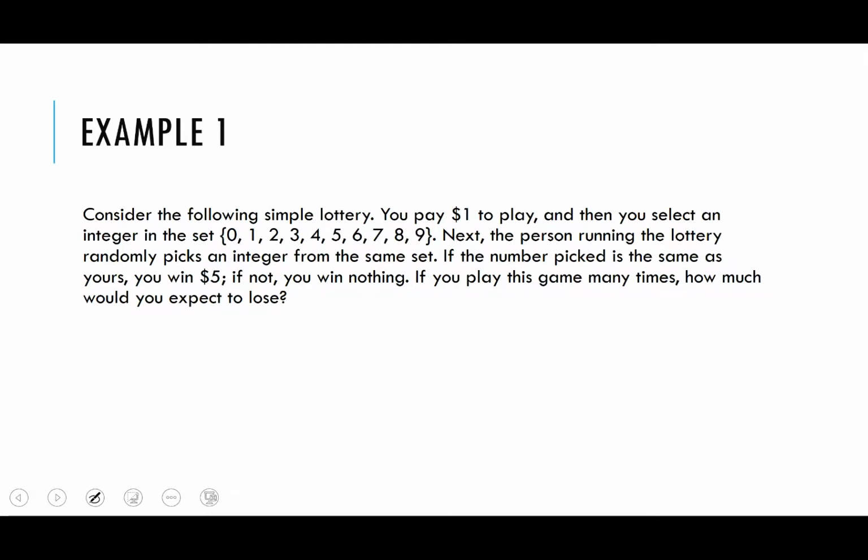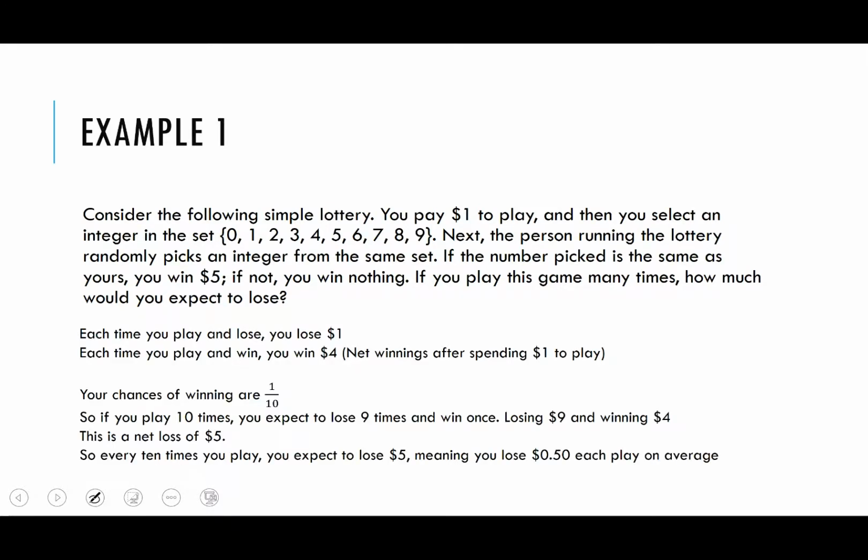So you play this game many times. How much would you expect to win or lose? Of course, it's gambling, so you're probably going to lose money. But let's talk about how much money you expect to lose per play, essentially. So each time you play and lose, you're going to lose $1. Now, each time you play and you win, you're going to win $4 on average because you paid $1 to play and you get $5 back. So your net winnings is $4.